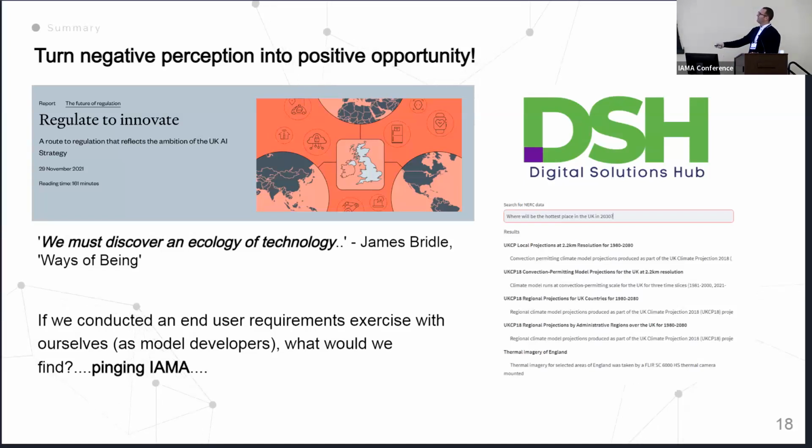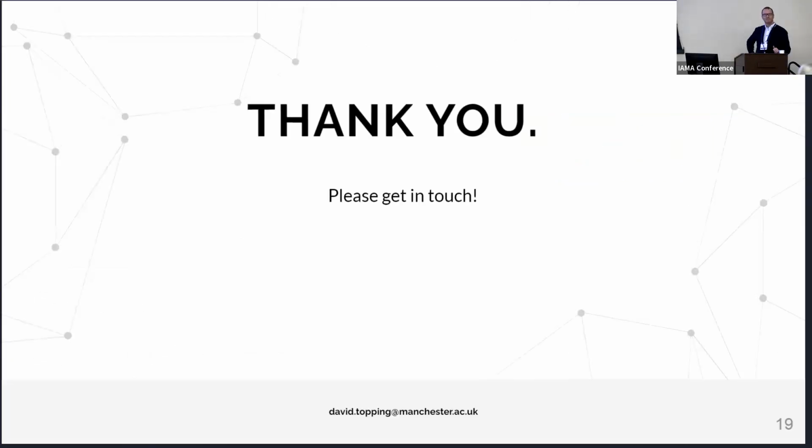But it did make me wonder about whether or not it'd be worthwhile us reflecting on our own experience and work out what we want to enable this data-driven future. And I think there's a huge role for IAMA there. But I've gone 2 minutes over time, so I'll stop.